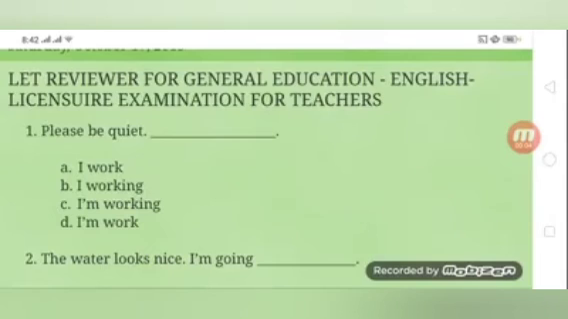Okay, this is for general education English and basic grammar. Okay, so let's start with this.